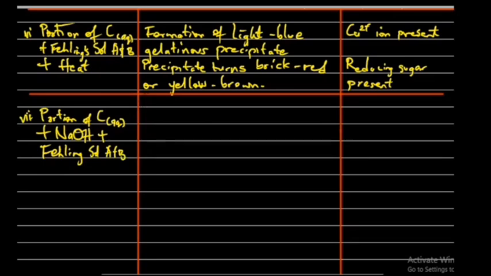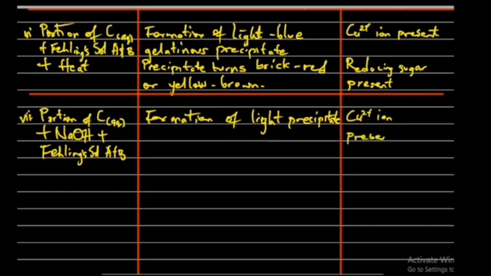What we observed there was a light blue precipitate. Formation of light blue precipitate, a precipitate that remained even when we added the Fehling's solution. And then it also confirms the presence of copper 2 ion.